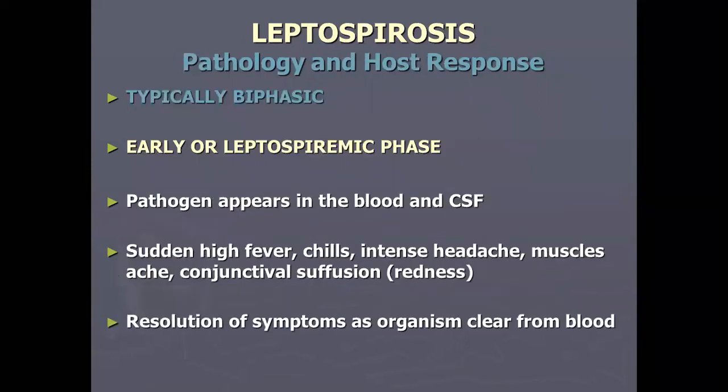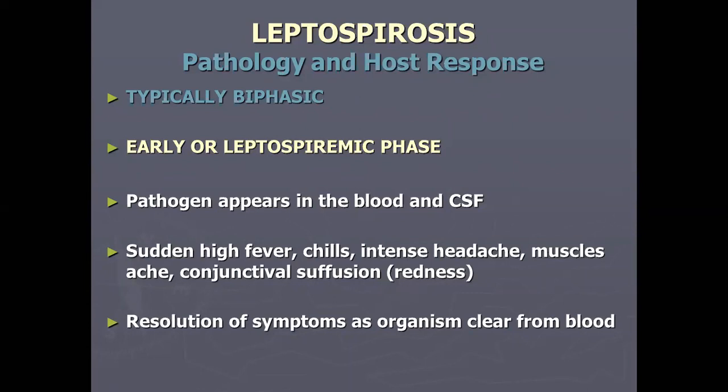The disease typically is biphasic. This means that the disease occurs in two phases. There is first the initial or early phase, what we call the leptospiremic phase. During this time, the organism is present in the blood. This is the early phase. It appears in the blood and the CSF, and because of its presence there is high fever, chills, intense headache, and conjunctival suffusion, the redness scattered over the conjunctival area. So this is the initial phase.